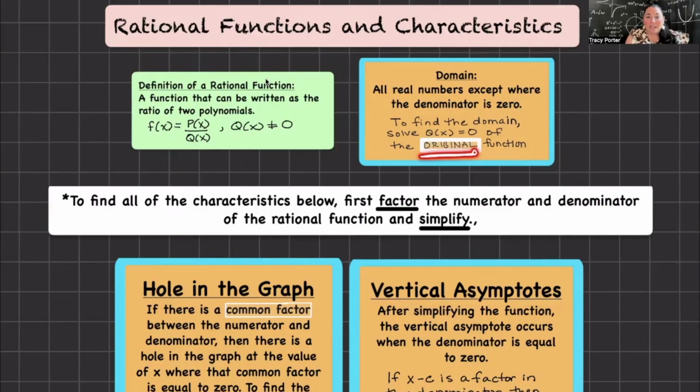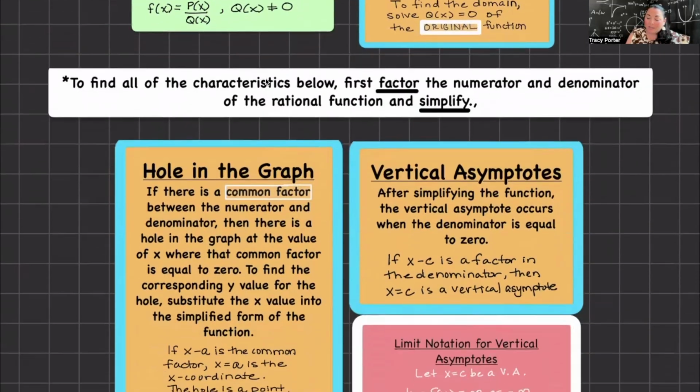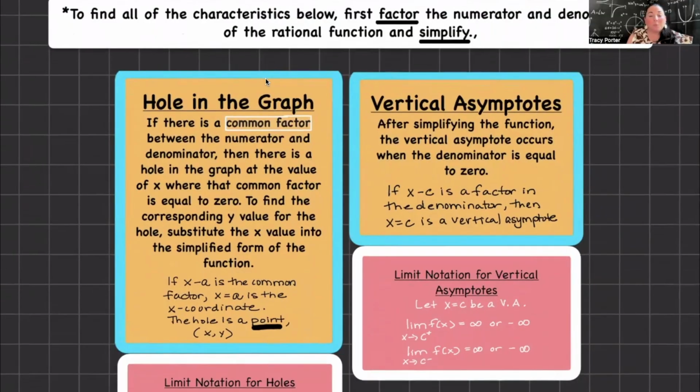Okay, so that said, let's focus on the concepts we want to look at in this video, which, as we said, are going to be the holes in the graphs and the vertical asymptotes. So from this point on, if you're asked to find either a hole in the graph or a vertical asymptote, you always want to factor completely the numerator and denominator and simplify. Okay, so we're always going to do that first. So factor completely and simplify.